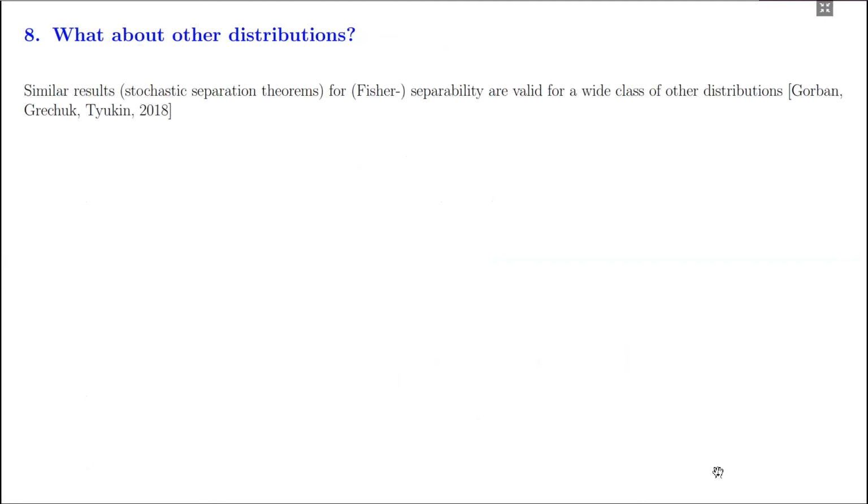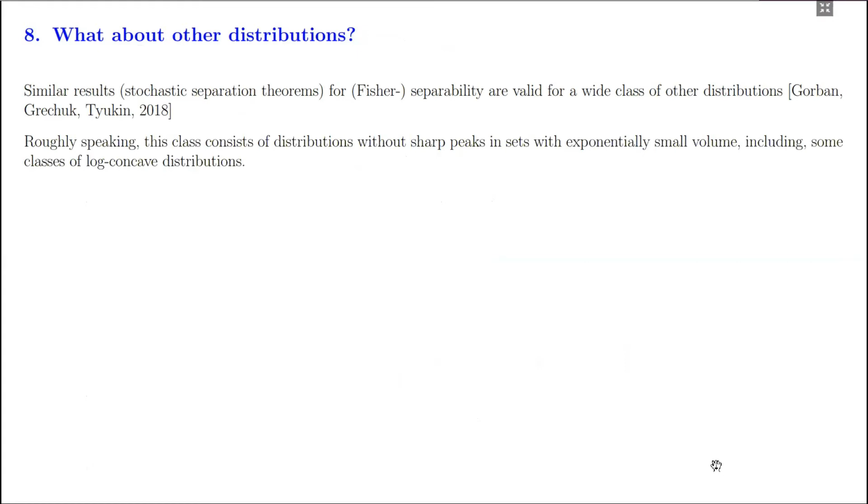What about other distributions? Similar results, stochastic separation theorems for Fisher and linear separability, are valid for a wide class of other distributions. See the paper by Kporin, Grechuk, and Tyukin. Roughly speaking, this class consists of distributions without sharp peaks in sets with exponentially small volume, including some classes of log-concave distributions. Estimates for product distributions are obtained in the paper by Grechuk. Now let's move to artificial intelligence.